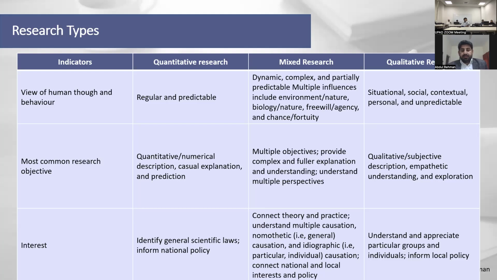Similarly, interest, that's very important. In quantitative research, our interest is to identify general scientific laws, whether mechanical laws or physics laws, to inform national policy. On the other side, qualitative research seeks to understand and appreciate particular groups and individuals to inform local policy. It might be a marginal group of the society, or the low-income group of the society. So if we want to understand those specific groups as an urban planner or as an architect, we use qualitative research.